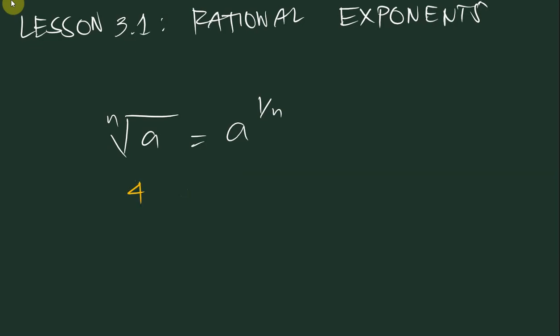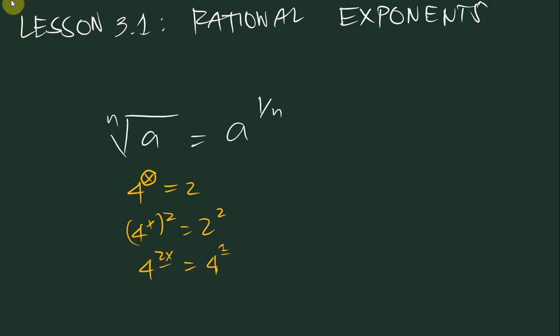Say we have 4 raised to x is equal to 2. We want to find the exponent x such that if we raise 4 to x, we get 2. So how do we work this out? Let's square both sides. 2 squared is 4, so we then get 4 raised to 2x is equal to 4. Now since they are equal and they have the same base, therefore their exponents should also be equal.